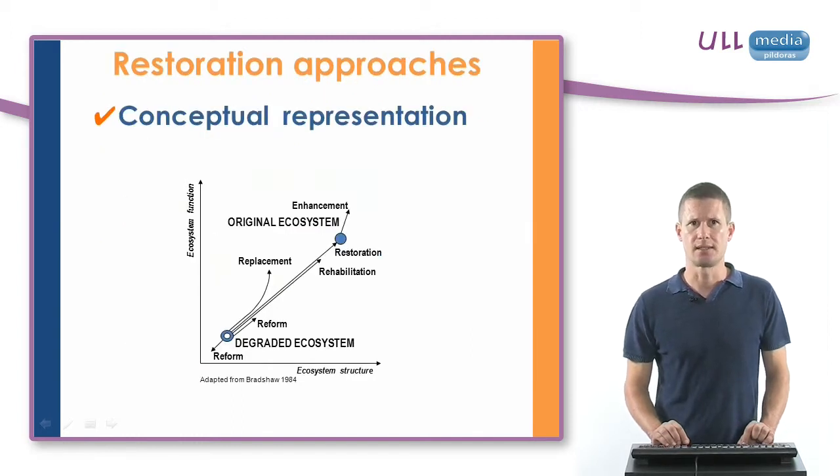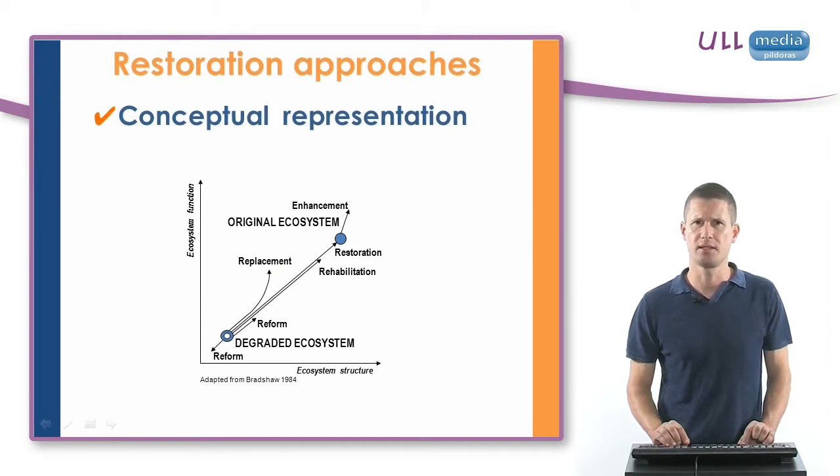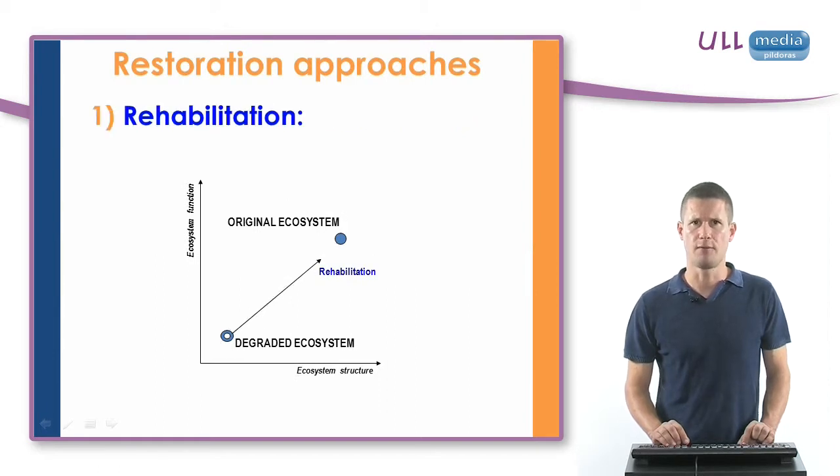The main approaches that can be adopted when restoring a degraded space are represented conceptually below. This graph depicts the degree of recovery of an ecosystem structure and function from a degraded ecosystem depending on the restoration approach selected. These are the following.